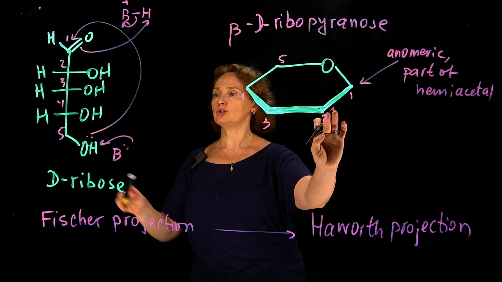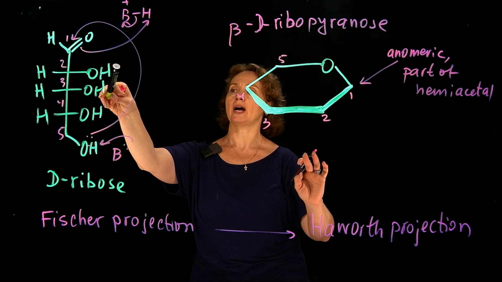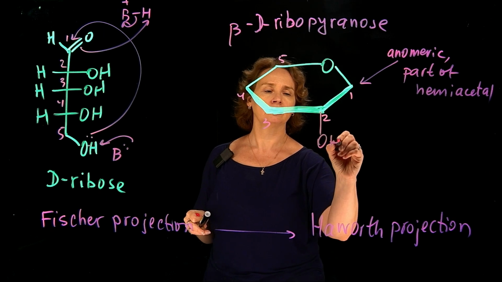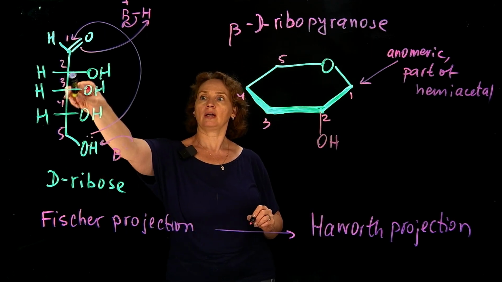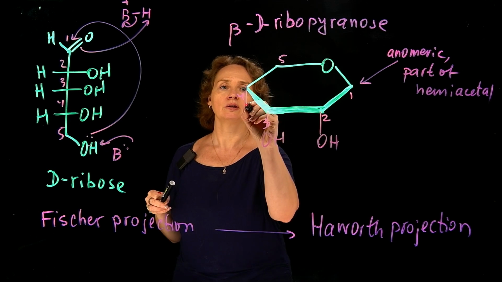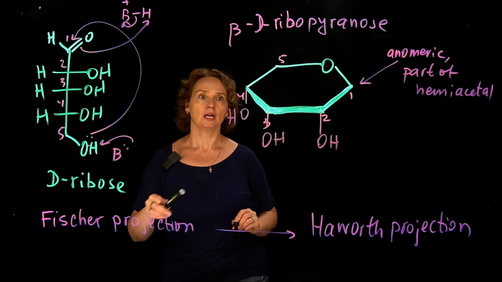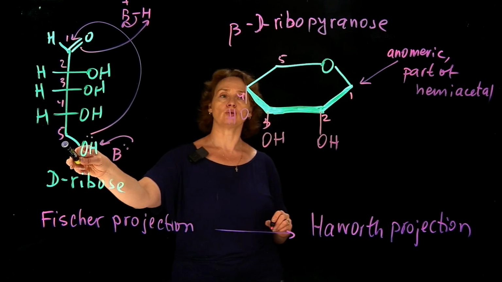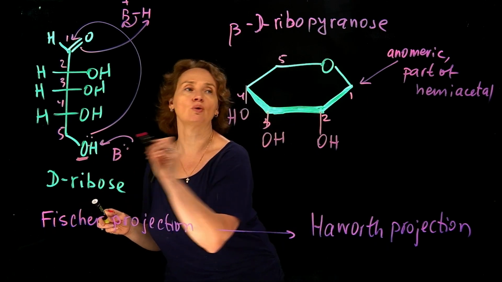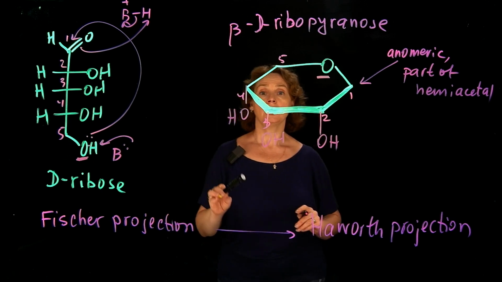So carbon number 2 has OH group to the right in the Fischer projection. That means that it will be down in the Haworth projection. And actually all these OH groups are down, so we are just drawing it like that, right? And carbon number 5 is not a chirality center, so it's OH group, this one. This oxygen is part of the ring now.